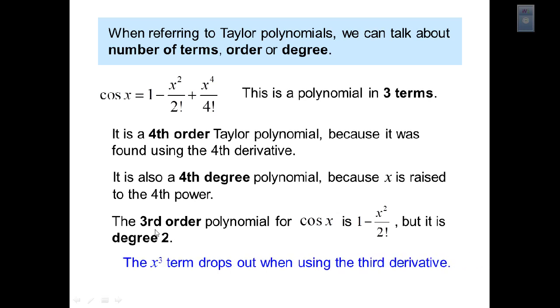And here's another situation. The third order polynomial for cosine x is 1 minus x to the second over 2 factorial, but it is degree 2. If they tell you this, it's actually a degree 2 because it would only have the x squared. It wouldn't have a third degree. So if you were told to write the third degree, which they will do to throw you off a little bit, you don't go above that number. You may not write up to that number, but you're not going to go above it.